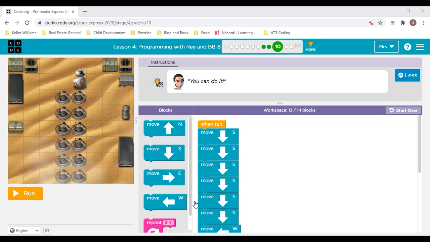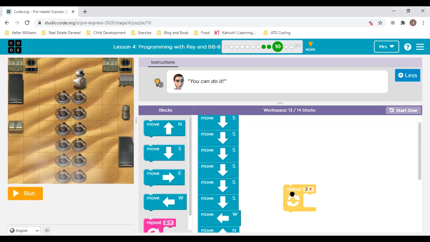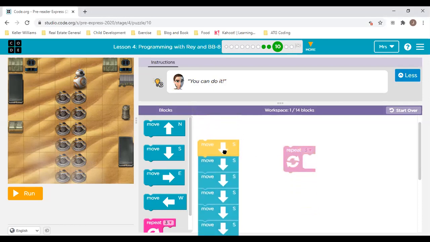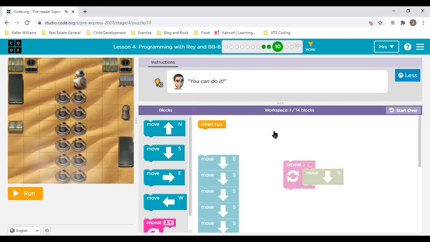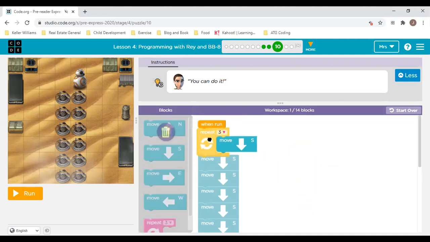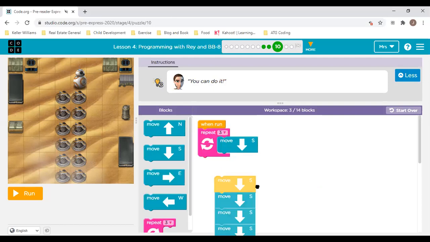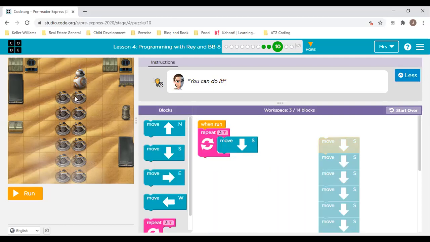So should I take a repeat block? Yes. Okay, and then what should I put in it? Which one is south? South. Okay, so we're going to put a south block in there. Now, how many times do we need to move south? Can we count? 1, 2, 3, 4, 5, 6. 6 times.